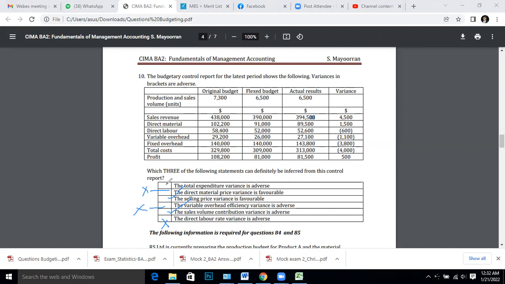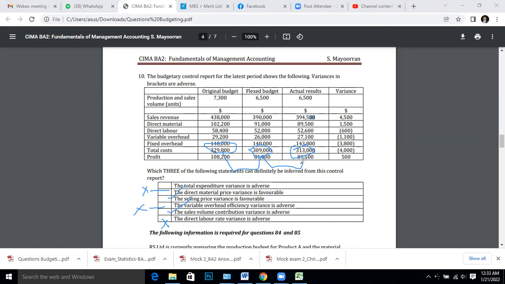Now coming to the first one. Total expenditure variance is adverse. Look at the total cost: flex budget 309,000, total cost actual 313,000. This difference is what we call expenditure variance, right? Budget expenditure variance. Similarly, the difference between total budgeted cost and flex budgeted cost is what you call budget volume variance.